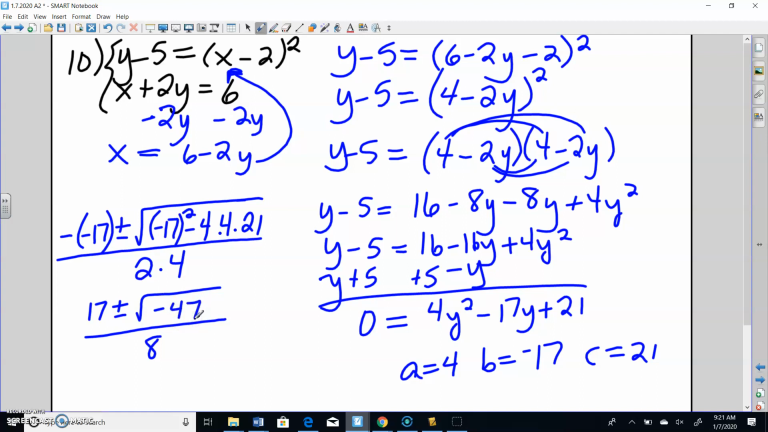And guess what? We're done. We're finished. Because we have this negative under the radical, that means that the solution would be imaginary, and that means there's no point of intersection between this parabola and this line. So we would write no solution, or the solution set is empty. Either one of those is acceptable.